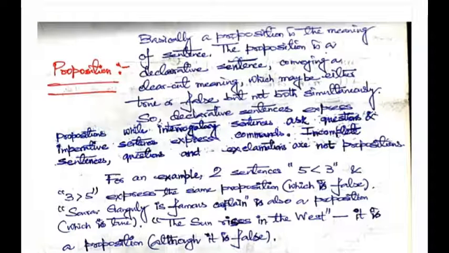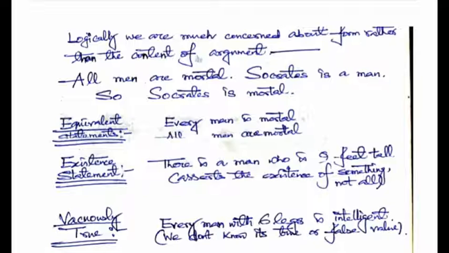Now logically, we are much more concerned about the form rather than the content of an argument. For example, all men are mortal and Socrates is a man. So ultimately, we will give this conclusion: so Socrates is mortal. That means we are much more concerned about the form of the argument.